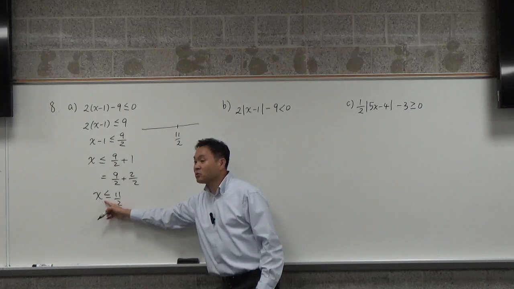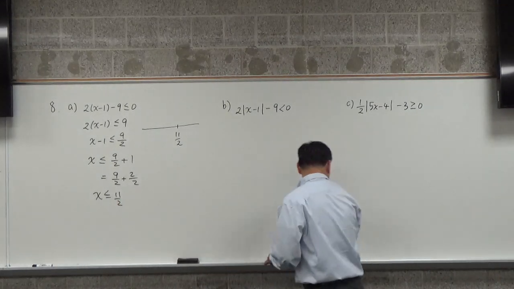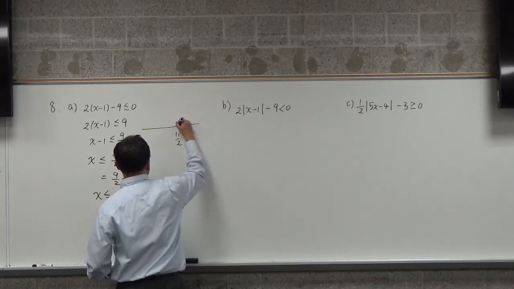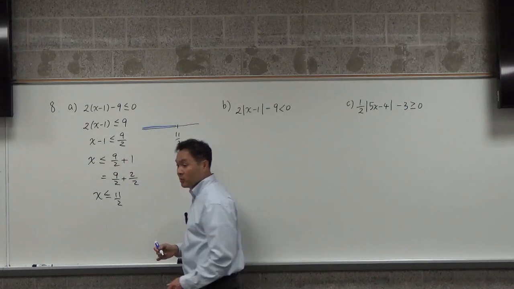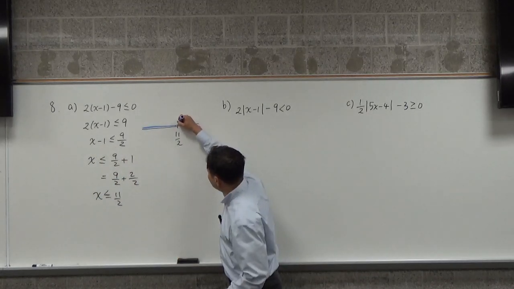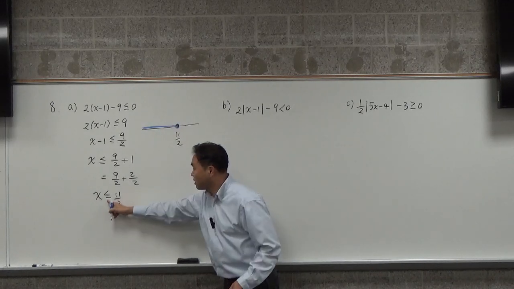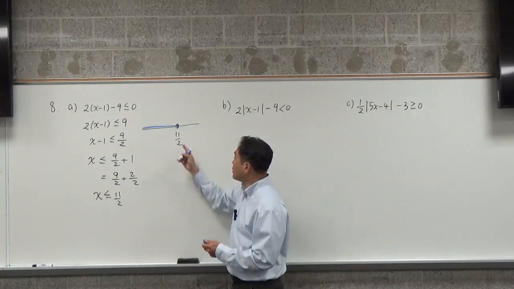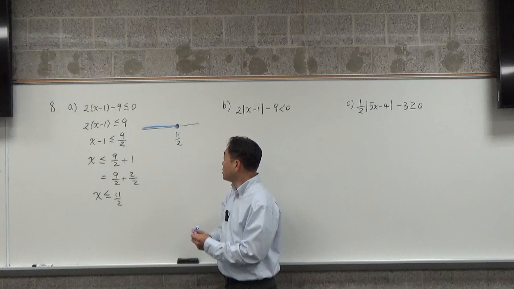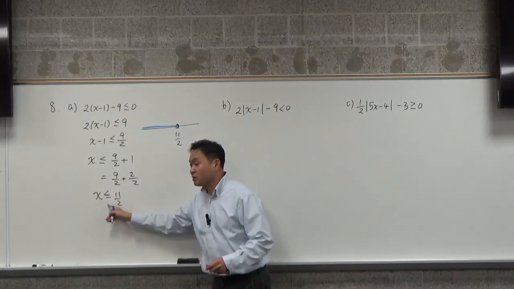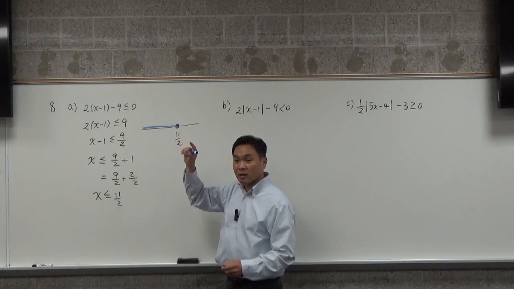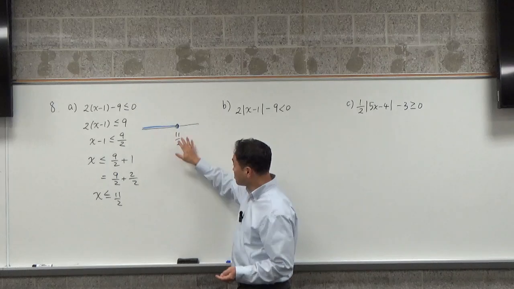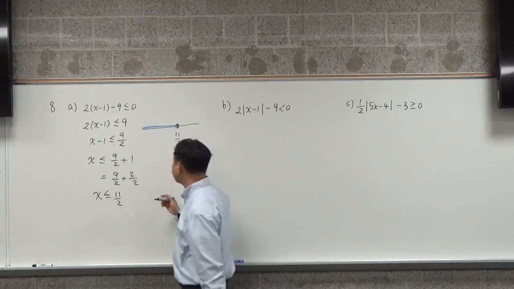Now, because x is less than or equal to 11 over 2, the solutions are things that happen before 11 over 2, including 11 over 2, because it has a bar here. This means less than or equal. So equal is okay, right? And that's why you put it as a solid circle. Now, if this was a strict inequality, you would put a circle with an empty inside, right? But this includes 11 over 2, so that's the proper way to graph it.